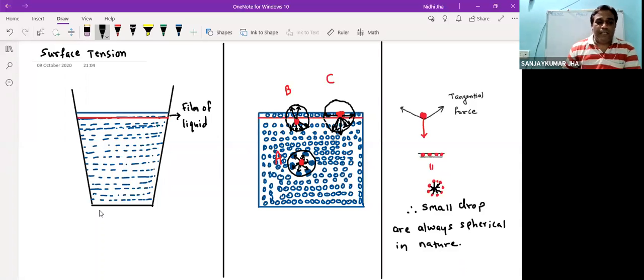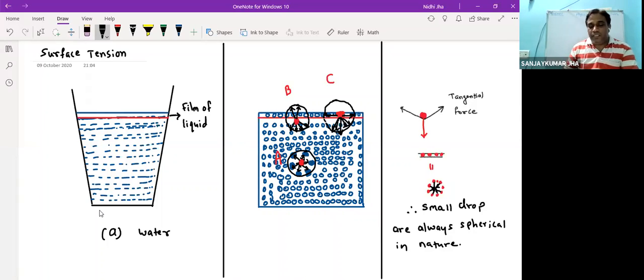So we know that if you take a liquid in a container, I will share the diagram. See over here, students, this is part A. Here I took a liquid, say water, filled in a container. Now, if you zoom in, you will find the molecular arrangement of the water molecules.